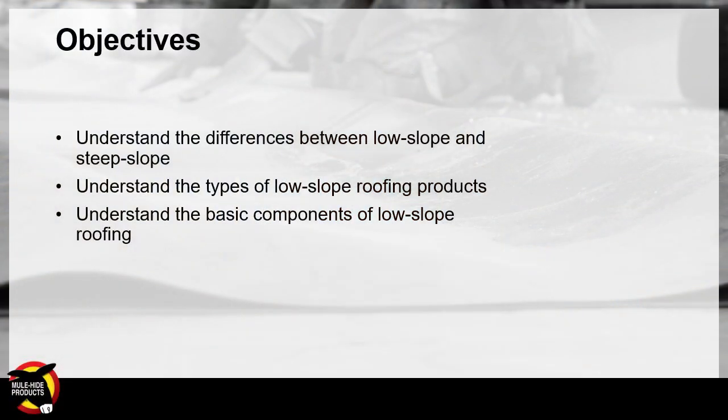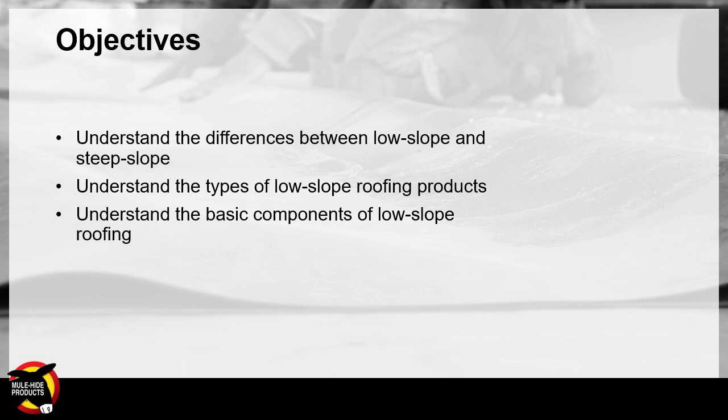Today, we have 3 learning objectives, as we always do. The first learning objective is understanding the differences between low slope and steep slope roofing. The second is understanding the types of low slope roofing products. And third, understanding the basic components of low slope roofing.